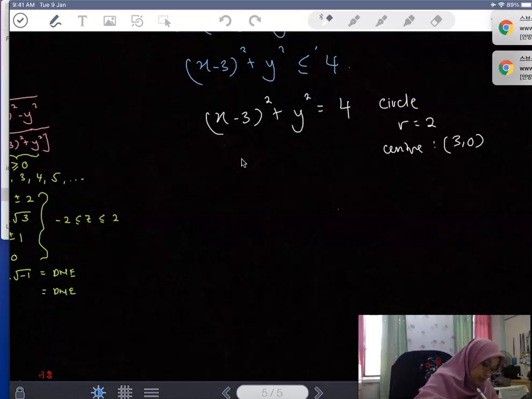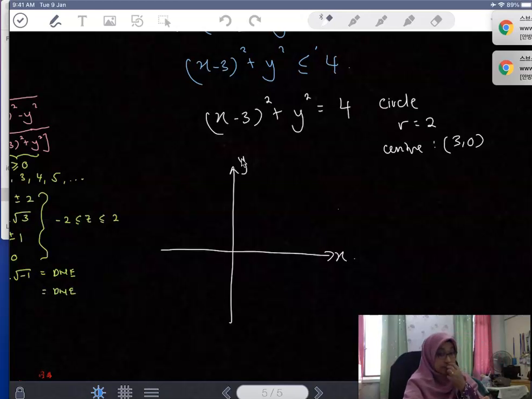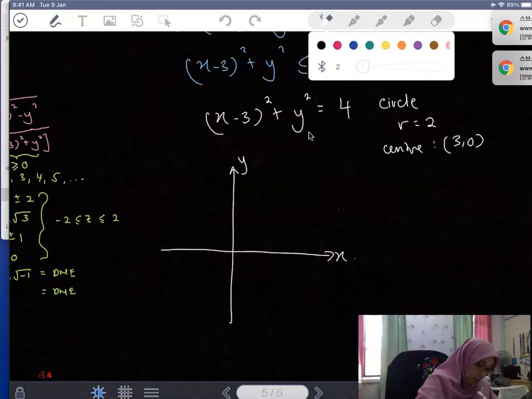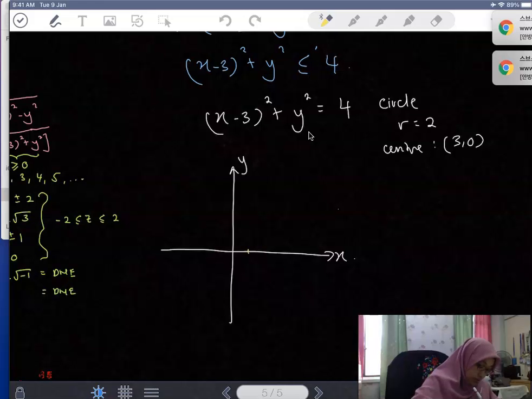Okay, so now we sketch the domain, the circle. The center is at (3, 0), so 1, 2, 3, and 0. That is the center. And since the radius is 2, we go 1, 2 in each direction, and down here. Okay, so now we sketch the circle.